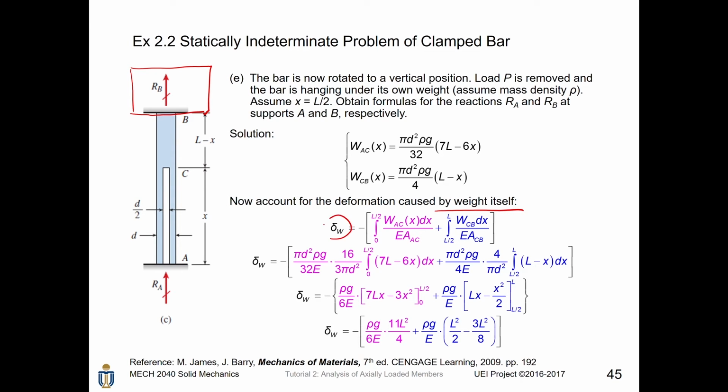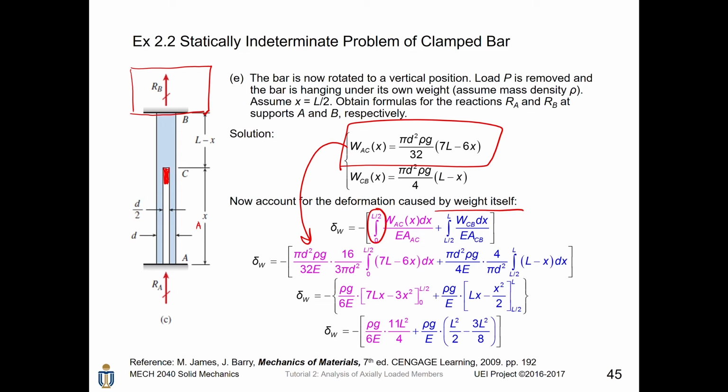Notice that the deformation caused by the weight is negative, and it is the negative of the integral of the compressive load dx divided by the Young's modulus times the cross-sectional area of AC, for 0 to L over 2. From 0 to L over 2, the cross-sectional area is AAC, and the compressive load for any cross-section in this section will become WAC(x). Similarly, for the deformation from L over 2 to L, we have WCB dx divided by E times the cross-sectional area of CB. And then we substitute our results into this expression.